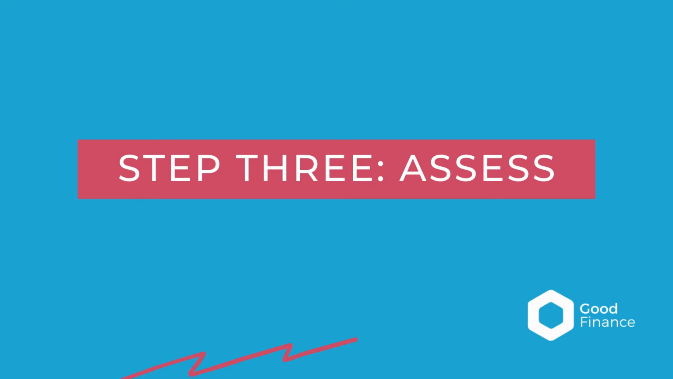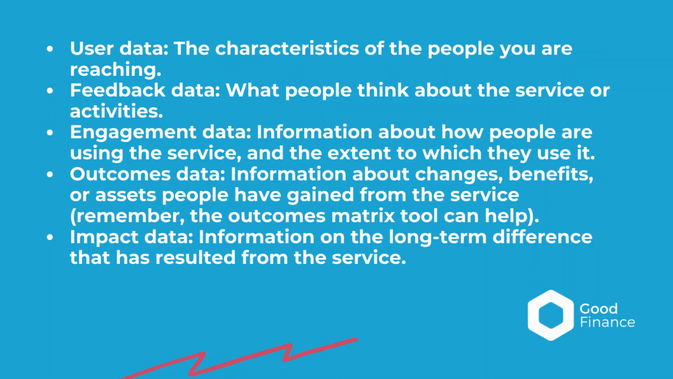Step 3, assess. This step is about making sense of the data that you collect and seeing if you're able to spot any patterns, themes, or trends which may enable you to draw conclusions. This step normally begins with a period of data analysis. There are 5 different types of data that you might be looking at. Number 1, user data. This is data about the characteristics or demographics of the users of your activities or services. Number 2, feedback data. This is information about how users are finding your activities and services and what they think about it. Number 3, engagement data.